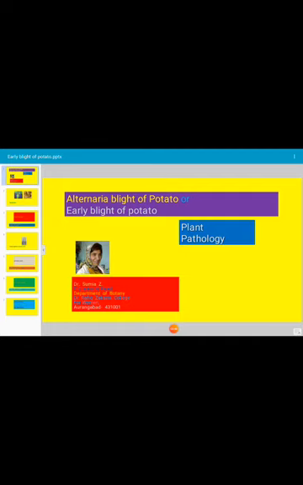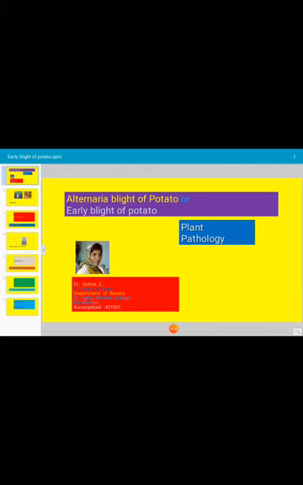And potato is a very important vegetable crop. The botanical name of potato is Solanum tuberosum. The early blight disease of potato is caused by a fungal pathogen known as Alternaria solani. Sometimes it is also called Alternaria blight disease of potato. Let us see all the details of the disease.